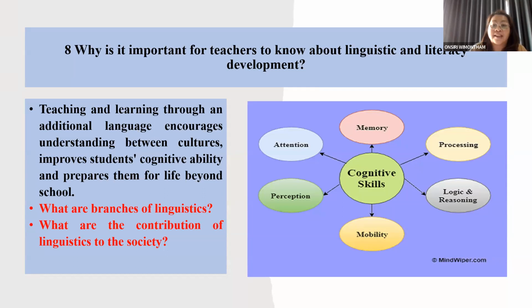I have found that there are 6 ones. The first one is sociolinguistics. The second one is applied linguistics. The third one is computational linguistics. And the fourth is psycholinguistics. The fifth is statistics. And the sixth is historical linguistics. And the last one, exactly, I found 7 branches, right? The last one is comparative linguistics. There are 7 ones.